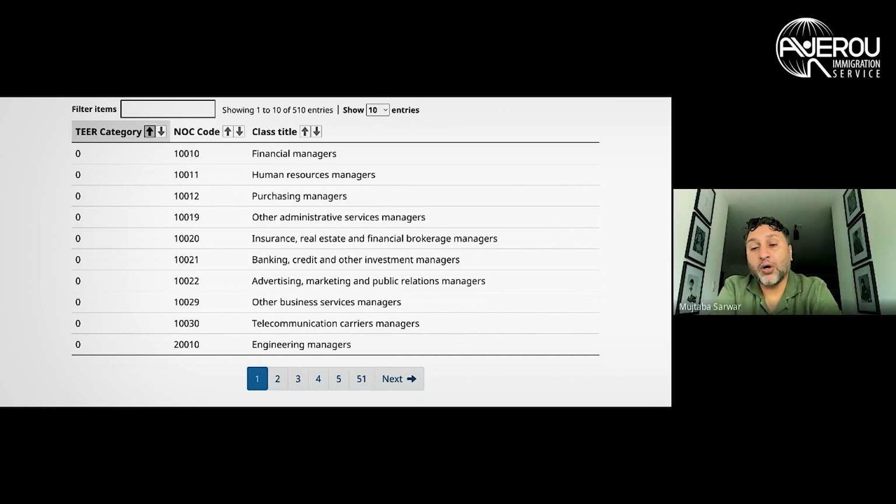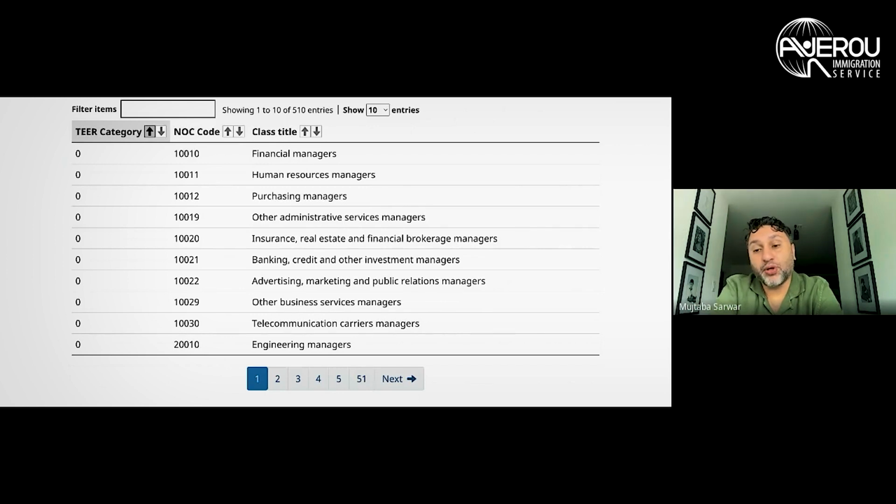So one reason why we feel it's important to identify your NOC code is so that we know whether you are accumulating any Canadian work experience points. If somebody comes to us and says, hey, I have 1 year of Canadian work experience, we ask them, okay, what did you do? They describe what they did, and then we ask them, do you know what your NOC code is?